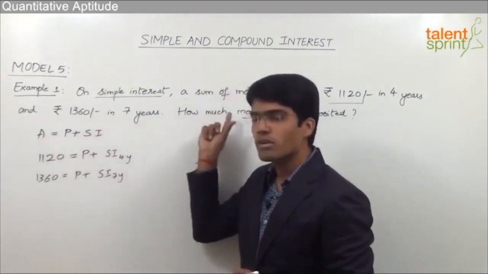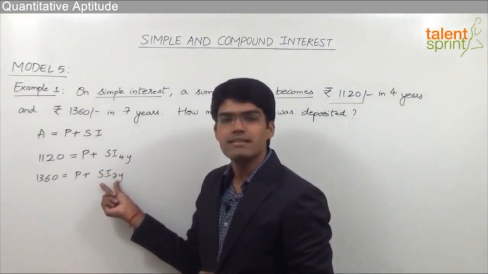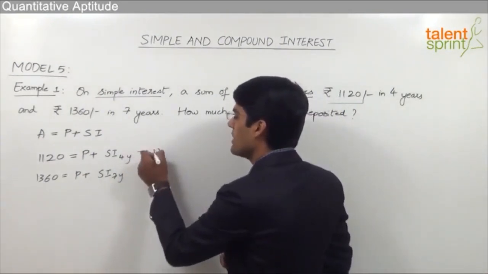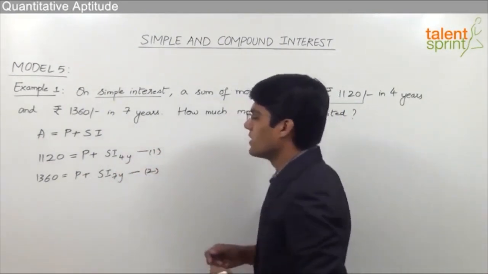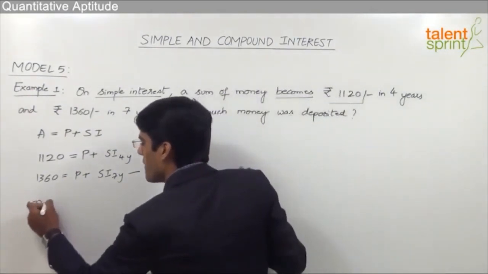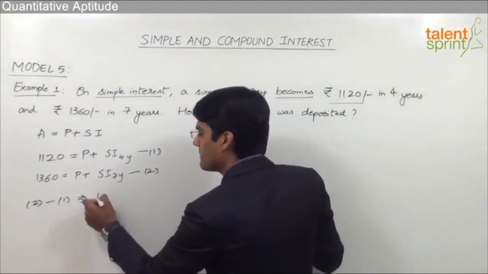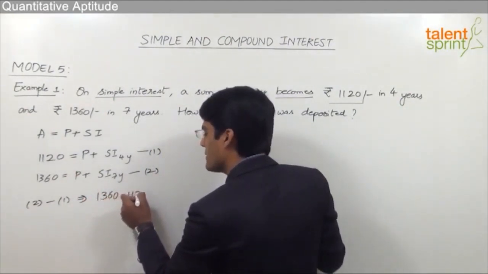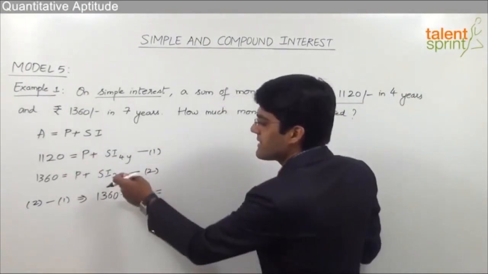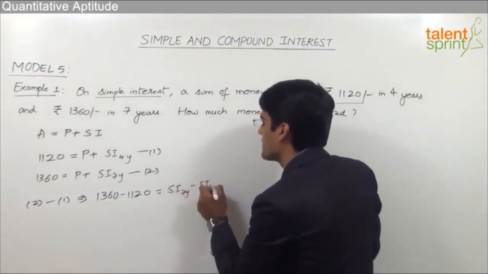So this is SI for 4 years in the first case, as the time period is 4 years, and it is SI for 7 years in the second case, as the given time period is 7 years. So this is equation number 1 and equation number 2. Now by finding out the difference of these two equations, that is equation 2 minus equation number 1, we can say that 1360 minus 1120 should be equal to principal, and principal gets cancelled, simple interest of 7 years minus simple interest of 4 years.